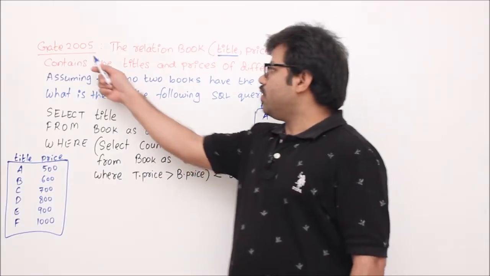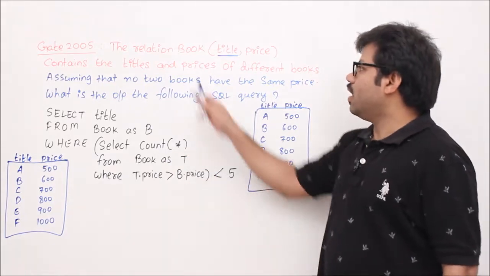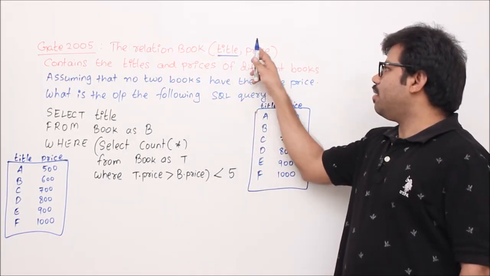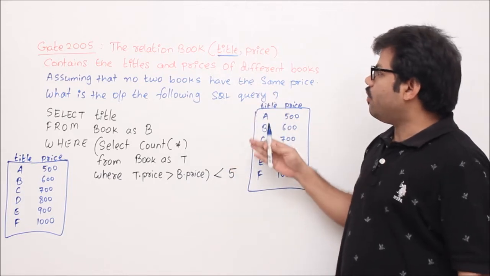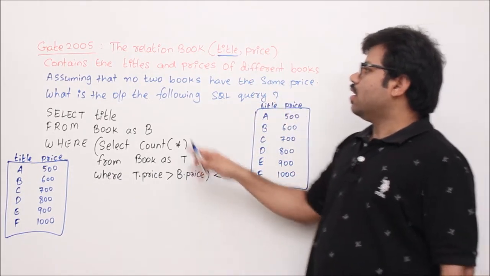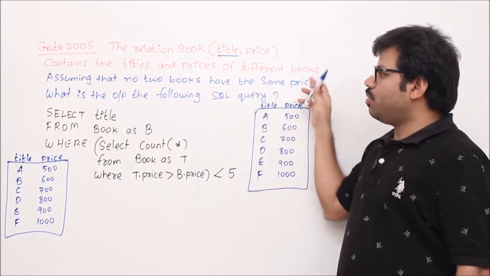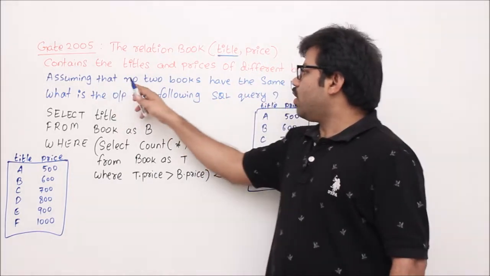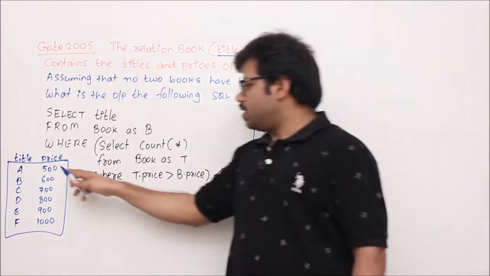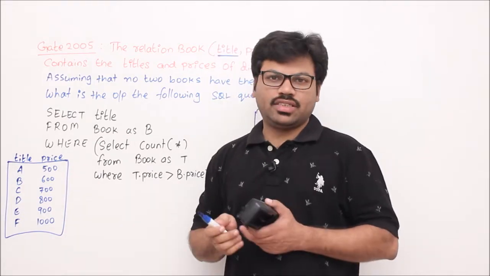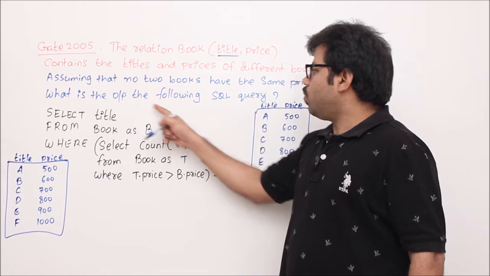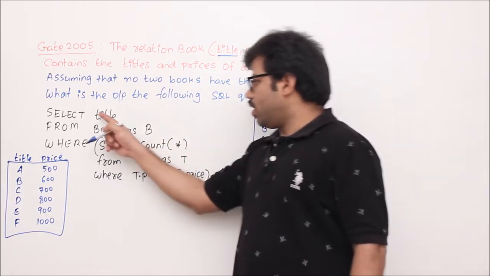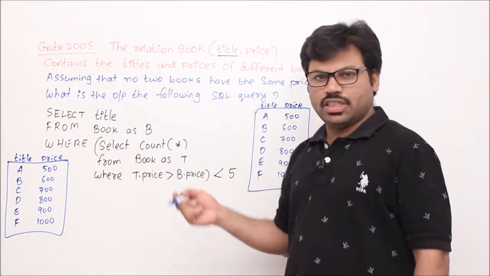Okay. See this question which was asked in GATE 2005. The relation book has title and price. Title is a unique attribute which uniquely identifies the book, and the relation contains the titles and prices of different books. Assuming that no two books have the same price, that means every book has a different price, remember it. Then what is the output of the following SQL query? So one SQL query is given, and we have to see the output of it.